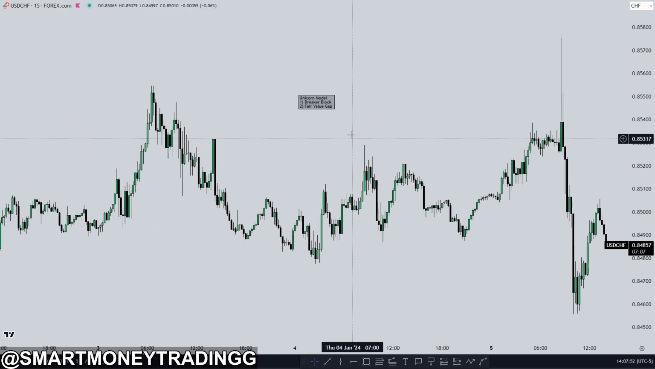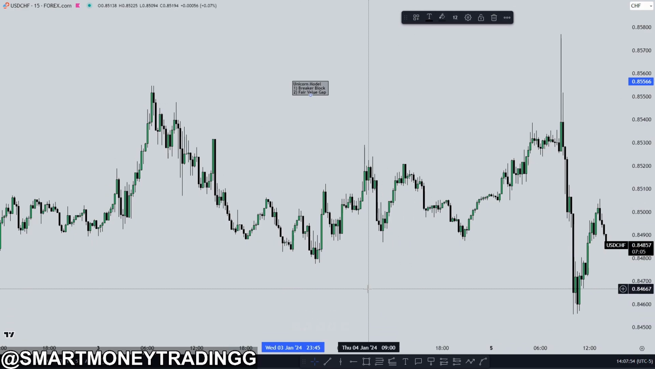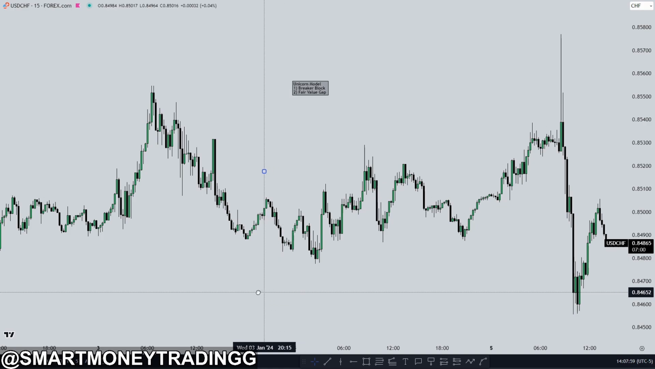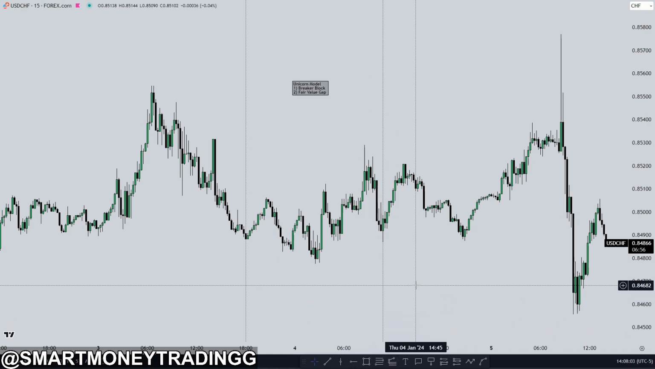But first and foremost, let me know if y'all can spot a breaker block. It's going to be around here. So from right here, actually I'm going to put it right here and to right here. If you can see the breaker block, chart it up or just look at it, tell me that you see the breaker block. And if you don't, that is perfectly fine.